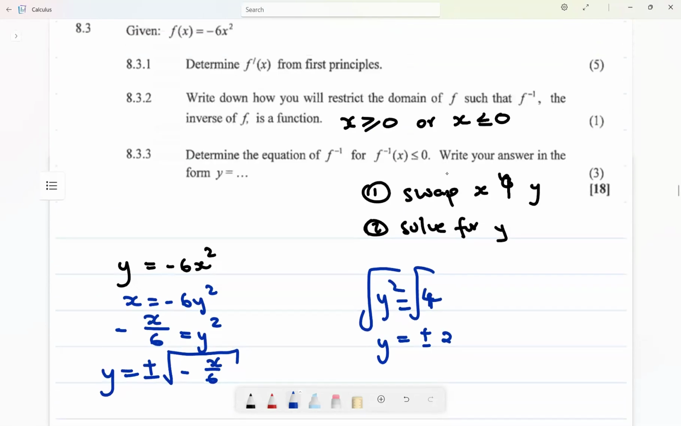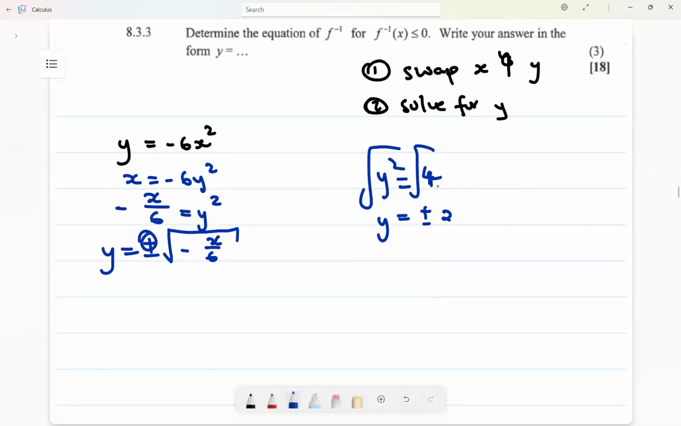But now they told us that the inverse should be, remember this is the inverse that we have found here. They are telling us the inverse should be less or equal to 0. So meaning our inverse should be negative. So it's either positive or negative. I've explained how we can choose in the video under inverse. I won't go through that again. So they are telling us that the inverse should be negative. So we're going to say therefore y is equal to negative square root of negative x divided by 6.